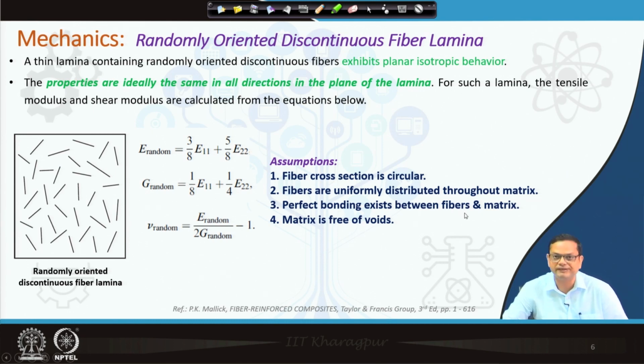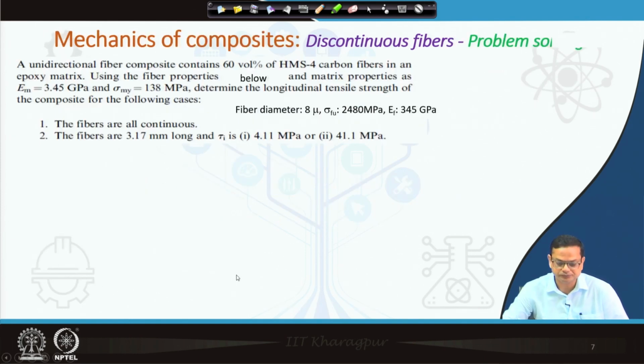Interfacial bonding is perfect. So, we are not considering any kind of interfacial delamination for these equations. And another very important factor is that there are no voids or porosity in the matrix. So, the matrix is basically porosity free or void free. Now, let us discuss a few problems on the theories which you have learned so far.